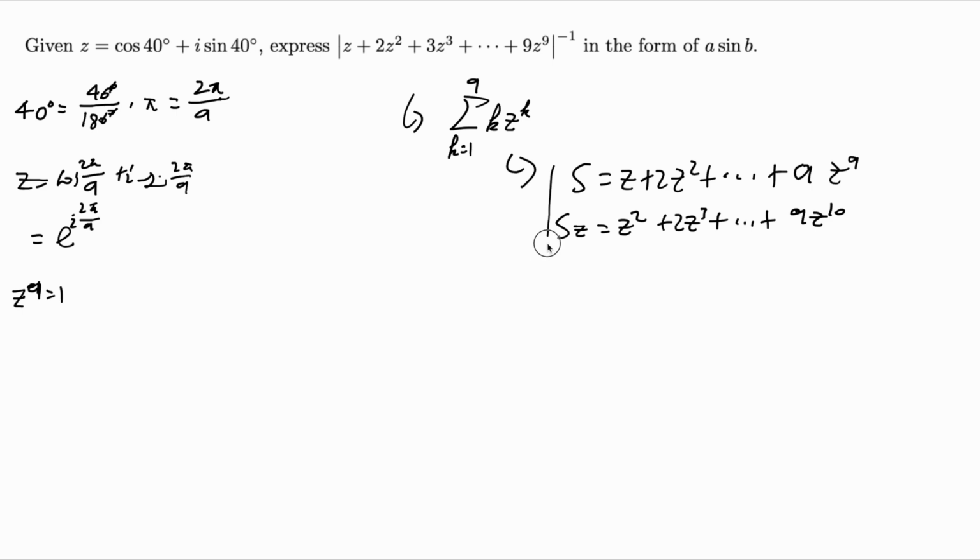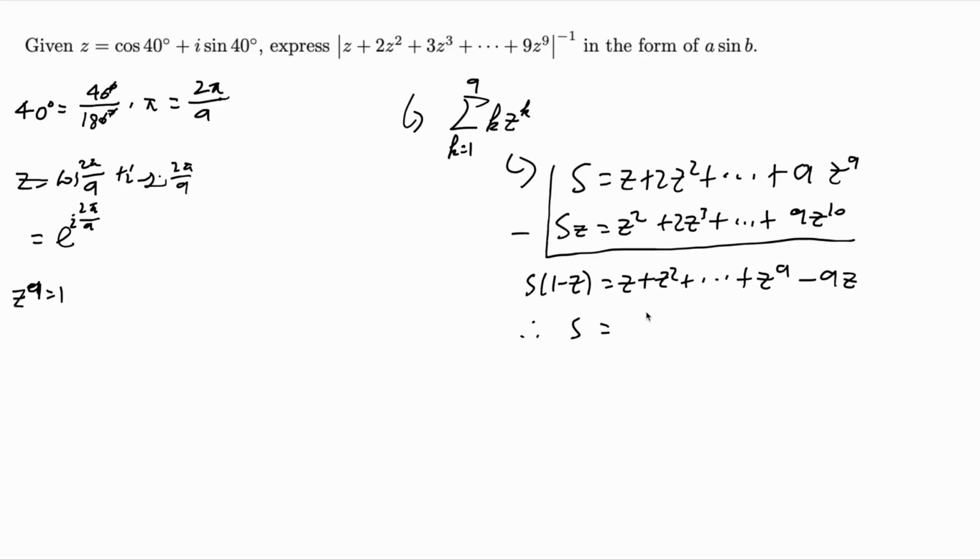Yes. And then what we are going to do is subtract. So we get S times 1 minus z is equal to z plus z squared plus dot dot dot plus z to the power of 9 minus 9z to the power of 10. And the reason why I wrote 9z here is because z to the power of 9 equals 1. Therefore, S is equal to z plus z squared plus dot dot dot plus z to the power of 9 minus 9z, all over 1 minus z.